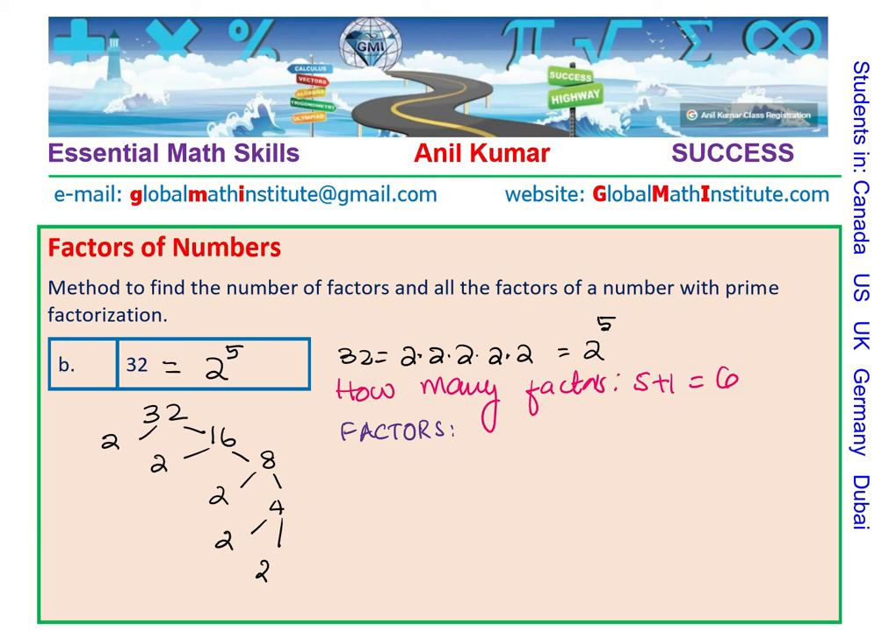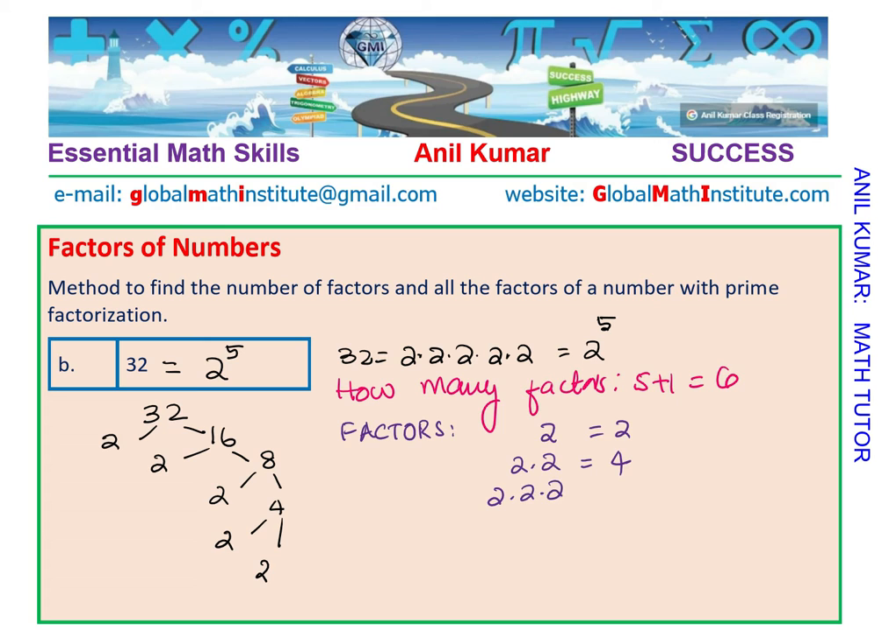So we could have only one 2, right? So that will give us one factor. We can have two twos, correct? So that is the next factor. We can have 3 twos, so 8. We can have 4 twos, which is 16. We can have all the twos, right? You see that. And we have nothing.